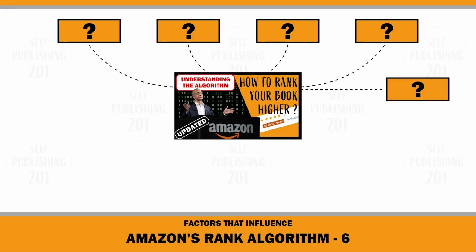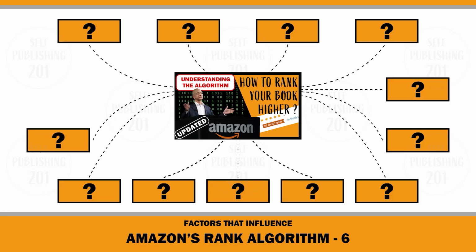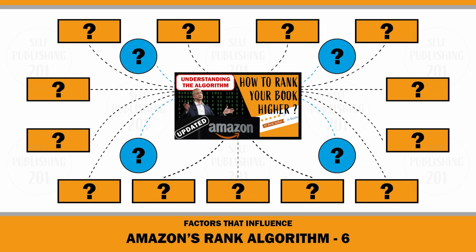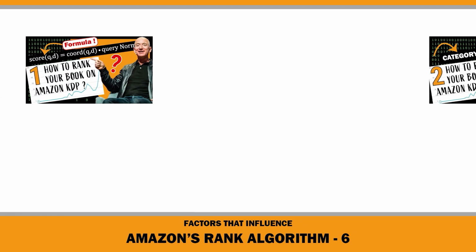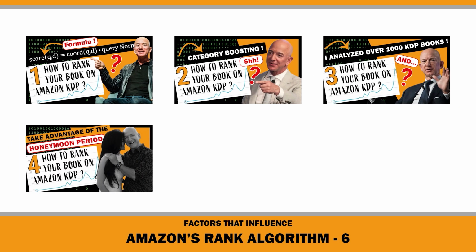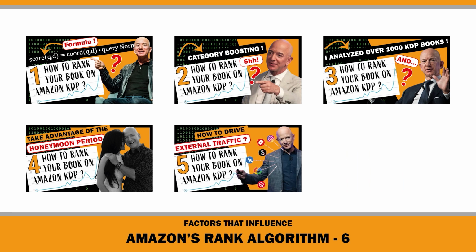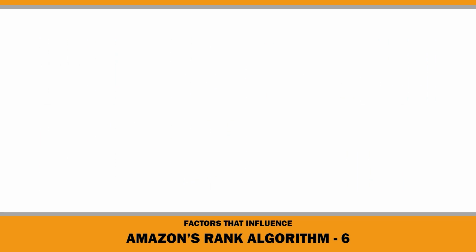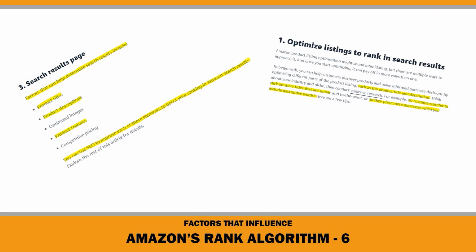I talk about 14 factors that influence the Amazon rank algorithm in one of my recent videos. Then I went into detail about the importance of text match, categories, pricing, the length of time the item has been listed on Amazon, and external traffic. If you watch these videos, I showed the evidence of each of these ranking factors on the official Amazon Help Center pages.